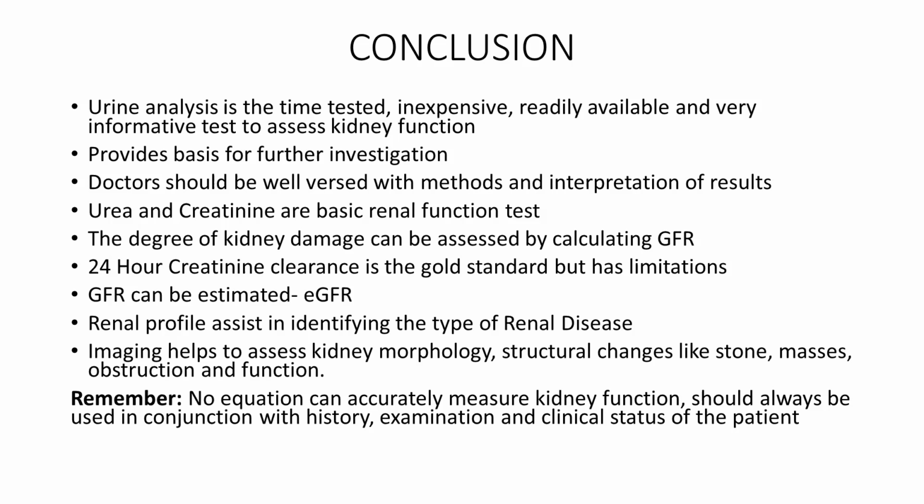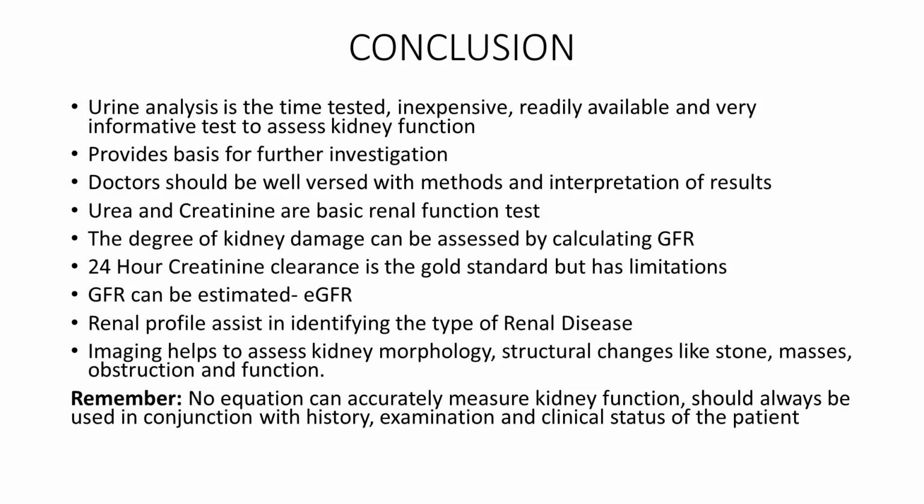Urea and creatinine are the basic renal function tests. The degree of kidney damage can be assessed by calculating GFR, which we have already discussed. GFR can be calculated by 24-hour creatinine clearance, which is the gold standard, but it has limitations. It can also be calculated by estimating GFR by various equations. Renal profile assists us in identifying types of renal disease, and imaging helps us to assess kidney pathomorphology, structural changes like stone, mass, obstruction, and function.